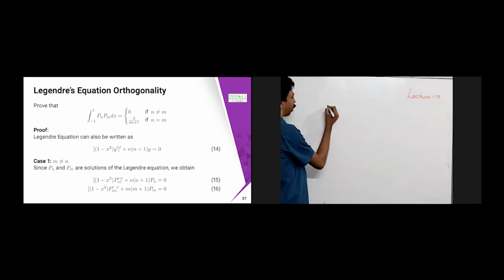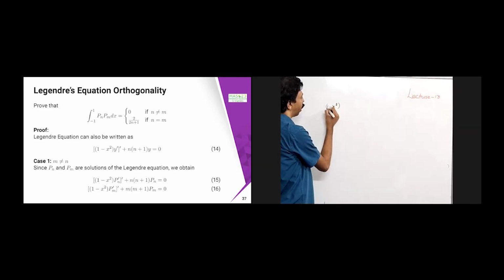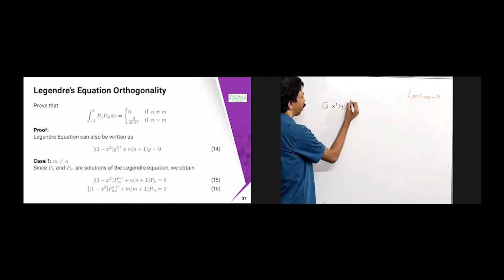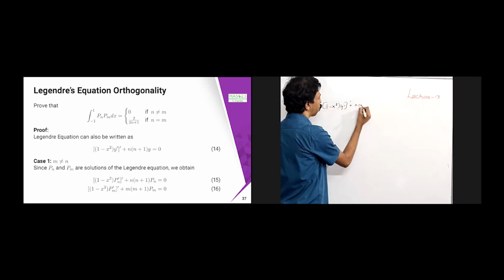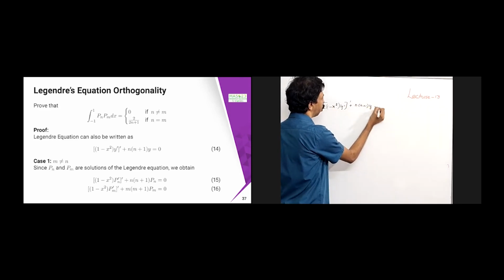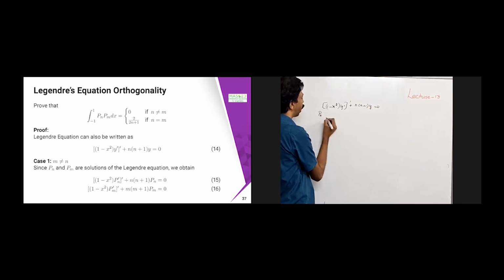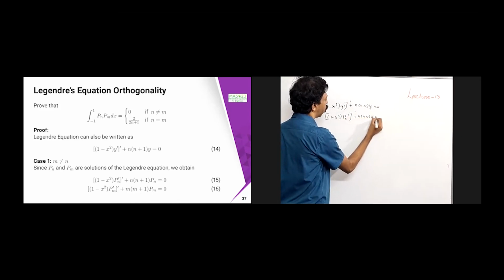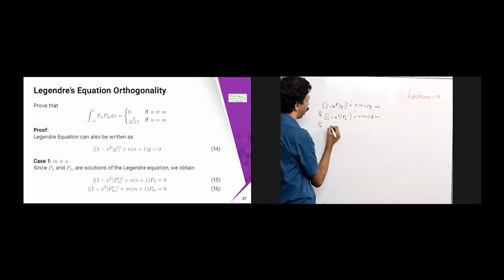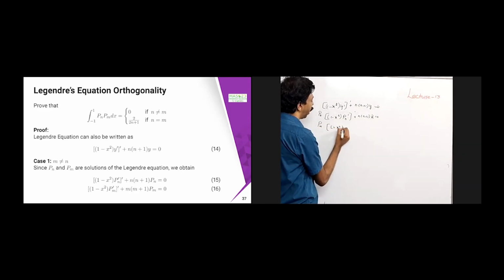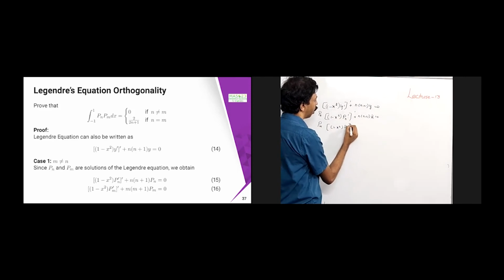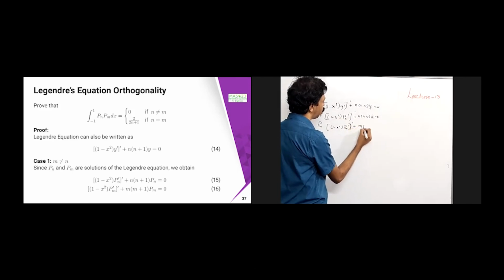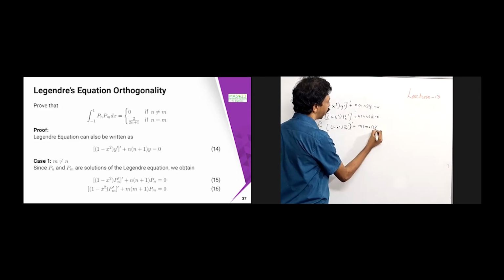So we know that the Legendre equation can be written as (1 minus x squared) into (y dash) the whole dash, plus n into (n plus 1) into y equals 0. Now Pn is satisfying this, therefore it is going to come like (1 minus x squared) into (Pn dash) the whole dash plus n into (n plus 1) into Pn equals 0. Similarly, Pm is going to satisfy that. Another one is going to be (1 minus x squared) into (Pm dash) the whole dash plus m into (m plus 1) into Pm equals 0.